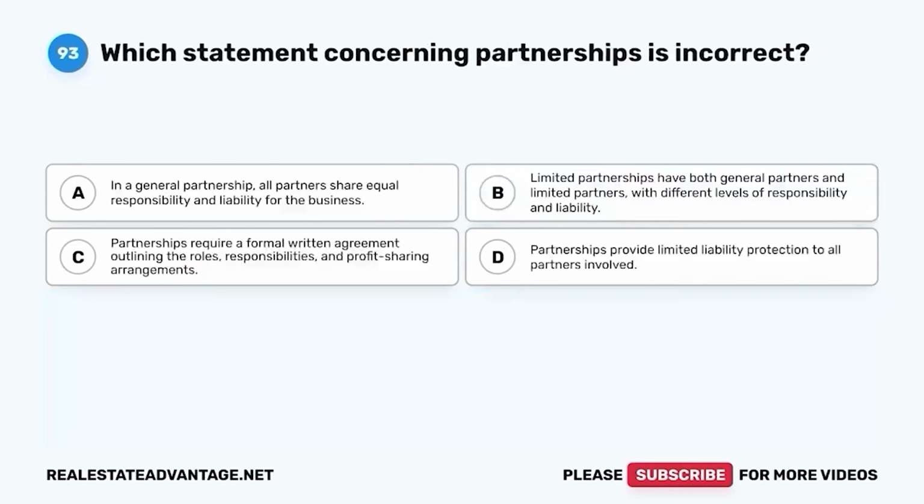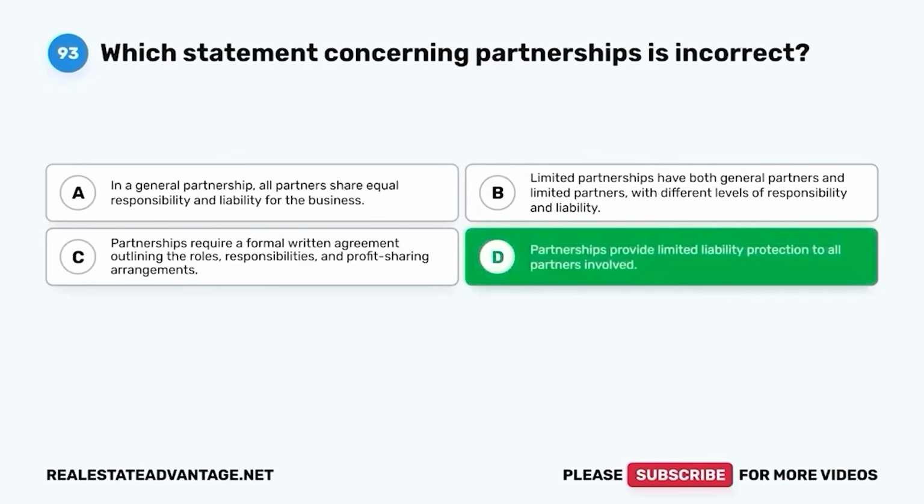Question 93. Which statement concerning partnerships is incorrect? A. In a general partnership, all partners share equal responsibility and liability for the business. B. Limited partnerships have both general partners and limited partners with different levels of responsibility and liability. C. Partnerships require a formal written agreement outlining the roles, responsibilities, and profit-sharing arrangements. D. Partnerships provide limited liability protection to all partners involved. The correct answer is D.